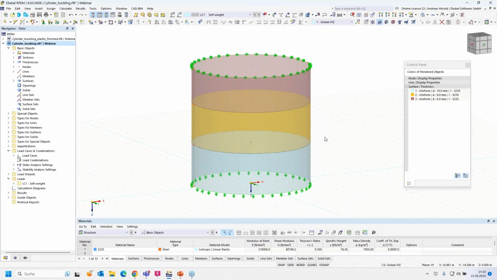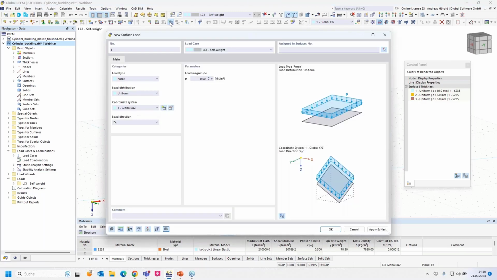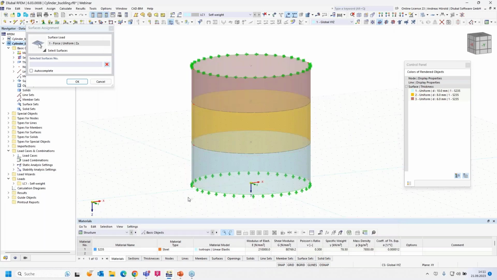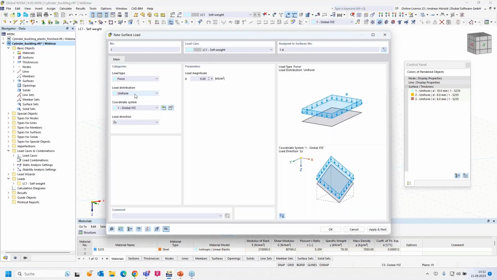We still need to apply the load. And that's a new feature in RFEM 6. You can apply varying load on all surfaces with one step. So above, new surface load. I select all the surfaces. Okay. Then load distribution.